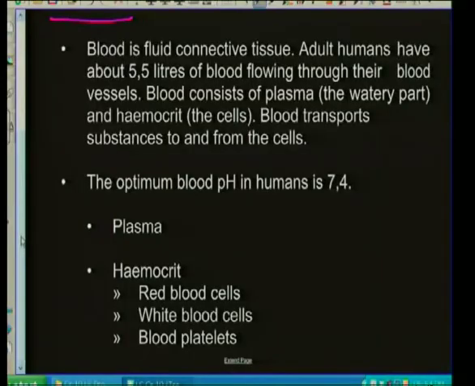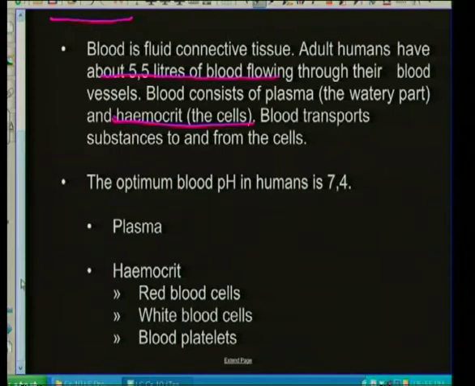90% of the blood is made up of water. The plasma is made up of water. 90% of the plasma, the liquid portion of blood, is water. And in this liquid plasma, we find various cells. These cells are called the hematocrit. An interesting fact, about 5.5 liters of blood flows through an adult at all times.